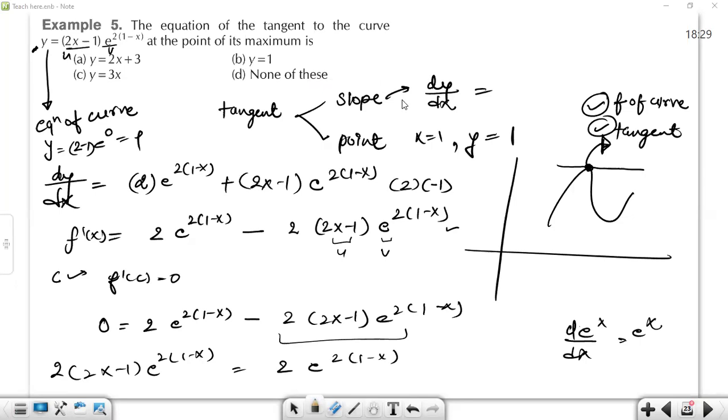Is this clear, Nandana? The slope would be 0. Why? Because there's a maxima over here, so definitely the slope is going to be 0. Otherwise, we can also find out that on f dash of x, if we put x equal to the critical point, it is going to be 0. So basically now we have the slope and the point. Now we can find the equation of the tangent.